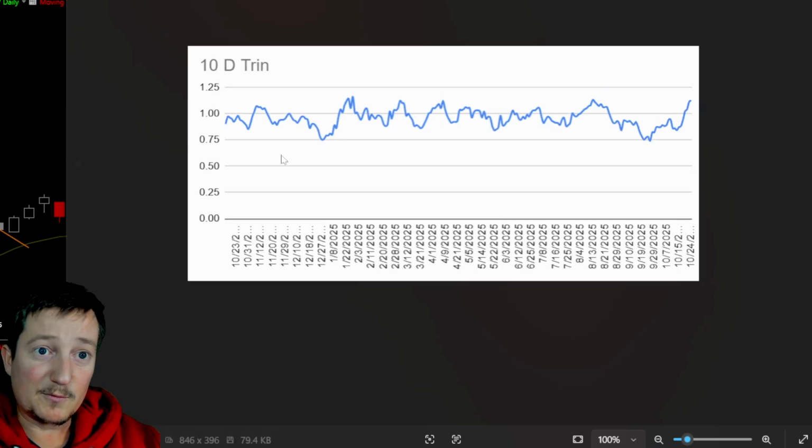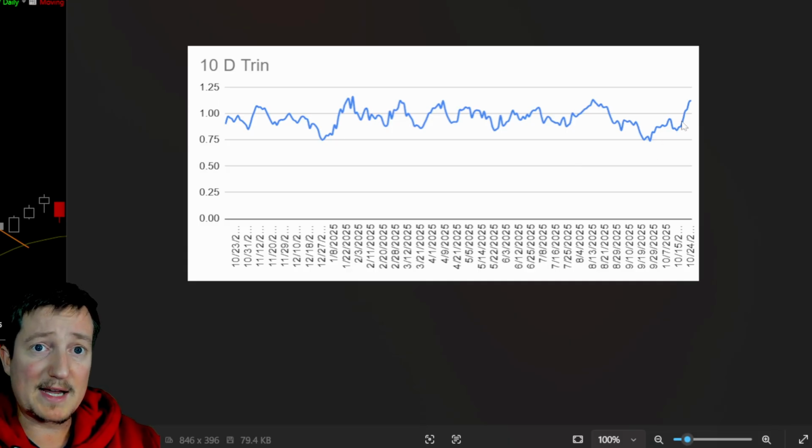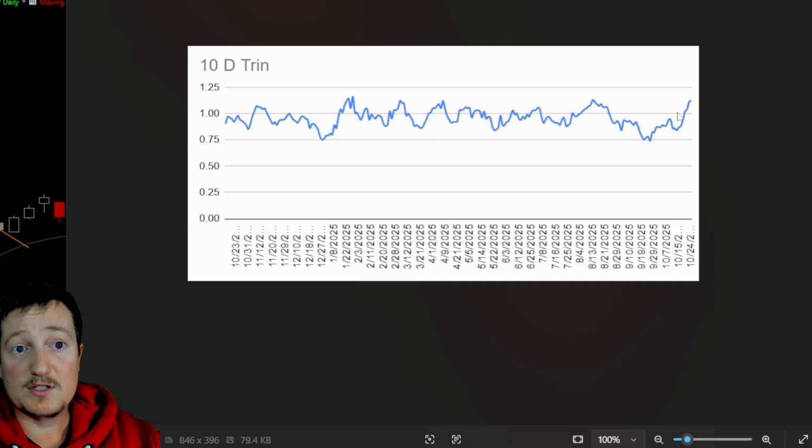Now, this is something really interesting. This is the 10-day trend indicator. Basically, just where the volume is and the advancing issues versus declining issues. And every time we have this sort of a spike happening from a 0.8 level to a 1.1 level, it's cause for caution in the market. When you go back and you look at all these, what is this one?